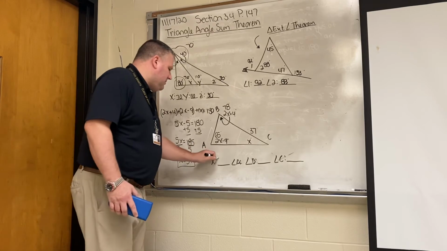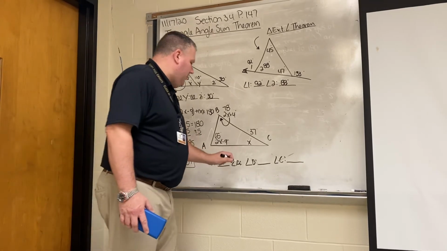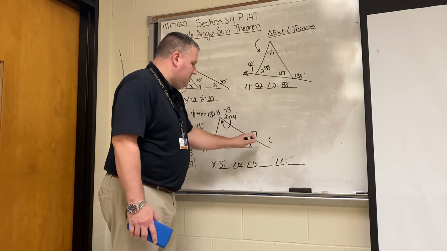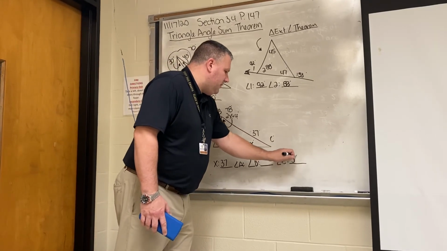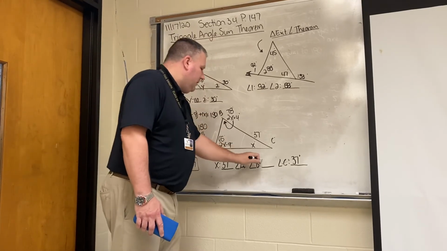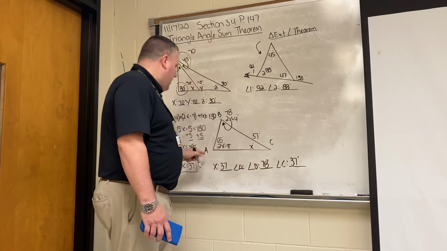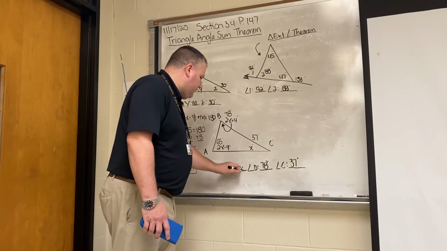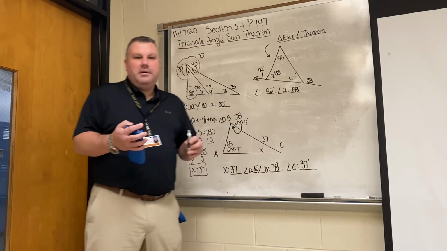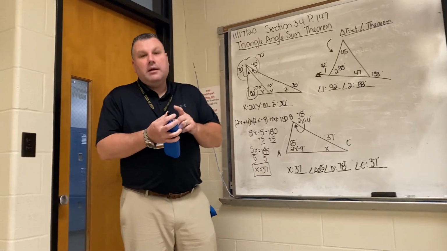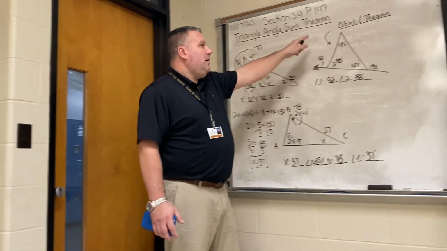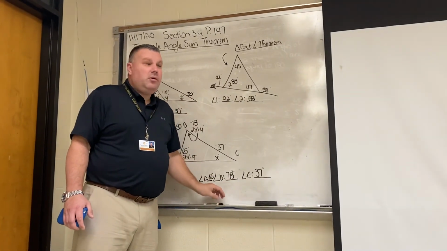So X is 37. The X angle is 37 degrees. The C angle, because this is corner C, this is 37 degrees. Angle B, which is right here, is 78 degrees. Angle A is 65 degrees. And again, the three of them equal 180 degrees. That is your key. Make sure everything is equal to 180 degrees. Triangle exterior angle theorem.